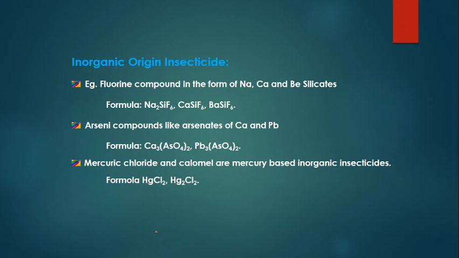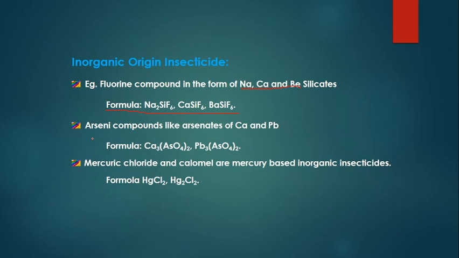Now next is inorganic origin insecticides. The second type of insecticide is inorganic origin insecticides. Examples are fluorine compounds in the form of sodium, calcium, or barium silicates. The formulas of these compounds are Na2SiF6, CaSiF6, BaSiF6. All of these are fluorine compounds which are used as insecticides. Si stands for silicates, this is sodium and this is fluoride.